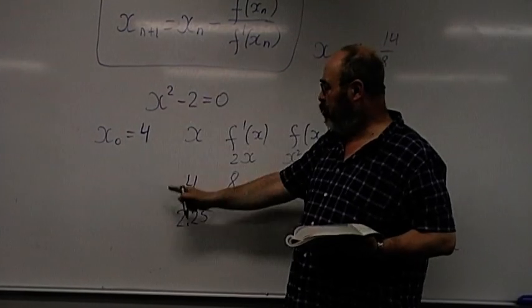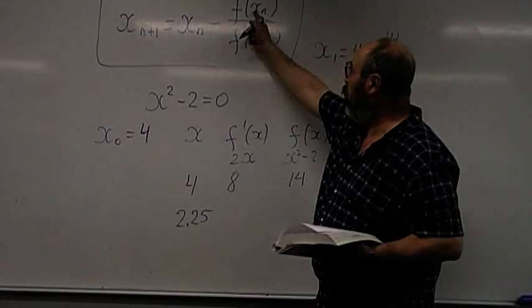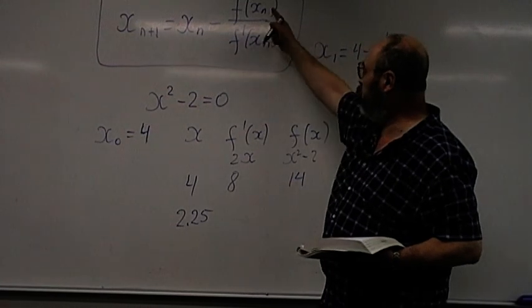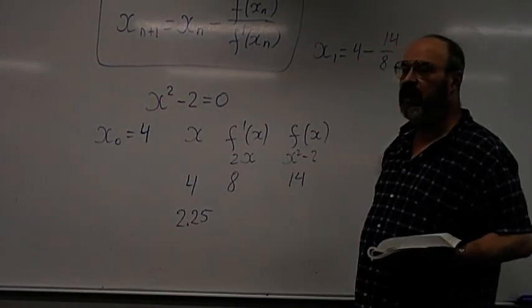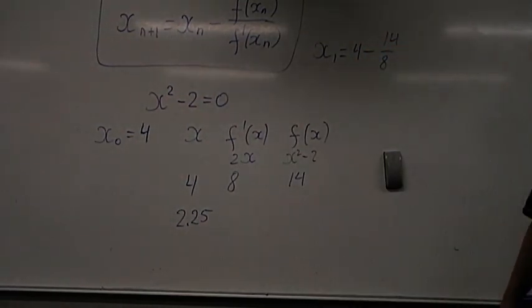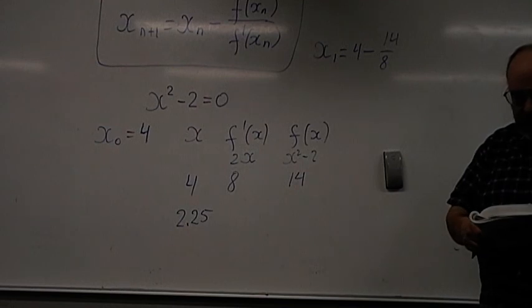Doesn't your sister know? Previous number 4, value of the function 14, value of the derivative 8. How does this even work? How does that get closer to the answer? I will show you. Do the calculation, do 5 steps.